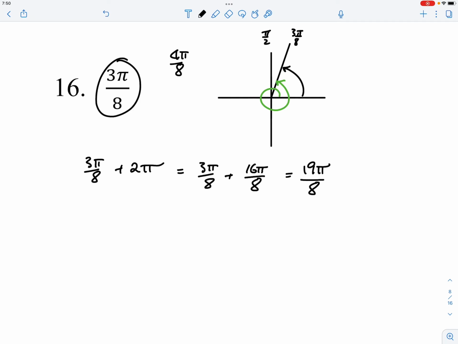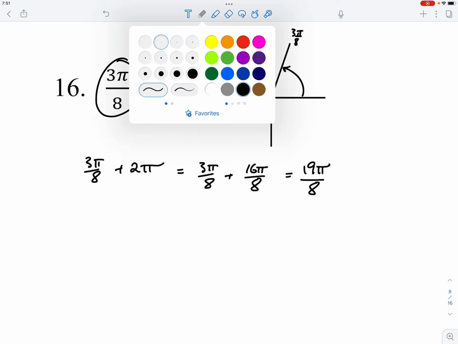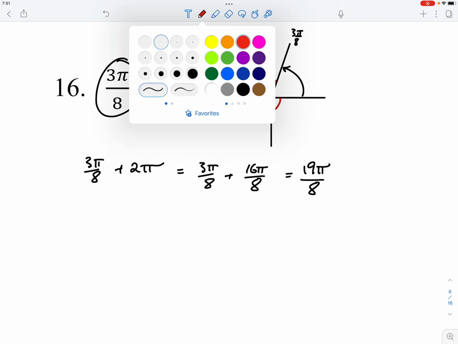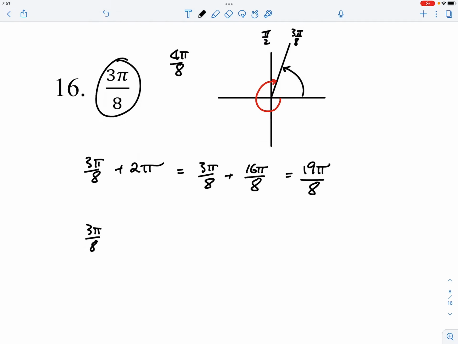Well, then what about the negative coterminal angle? Well, the negative one could go this way. That means we are going in the opposite direction, so we can simply do 3 pi over 8 minus 2 pi. I'm sorry, my bad. Okay, so 3 pi over 8 minus 16 pi over 8. That would give you negative 13 pi over 8.